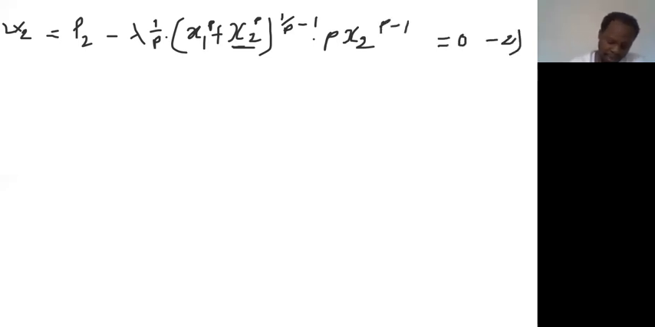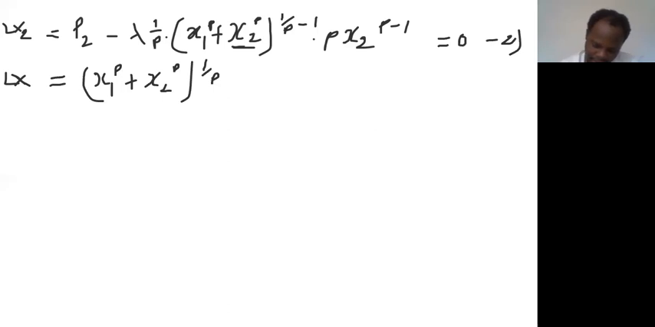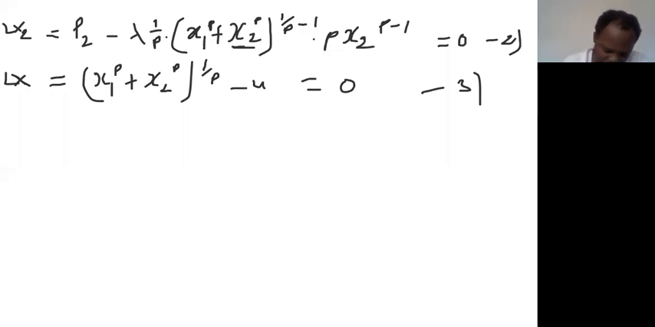Now when I differentiate with respect to lambda, it gives me the utility function back, which is (x1^φ + x2^φ)^(1/φ) minus u equals 0. So this becomes equation 3. So we have 3 equations now. Okay, sorry, because there's a minus here, so this is going to be minus, this is going to be minus, and this one will be plus.